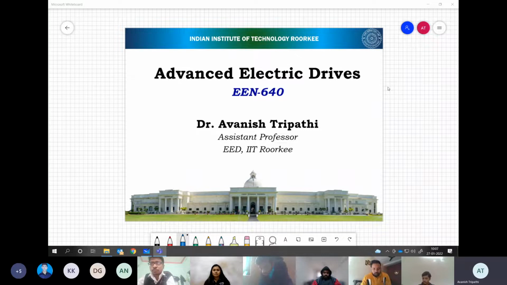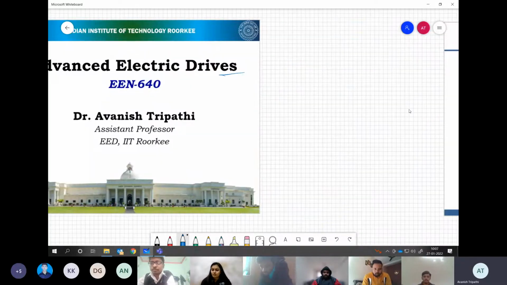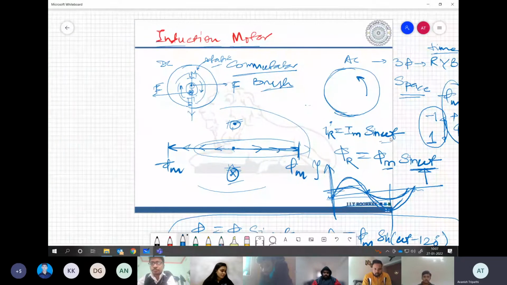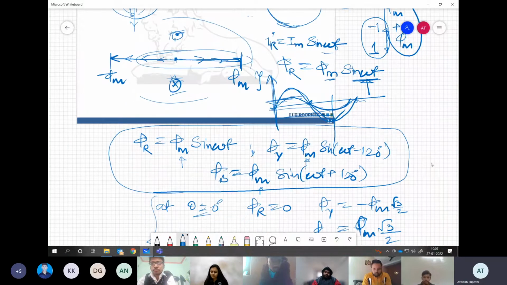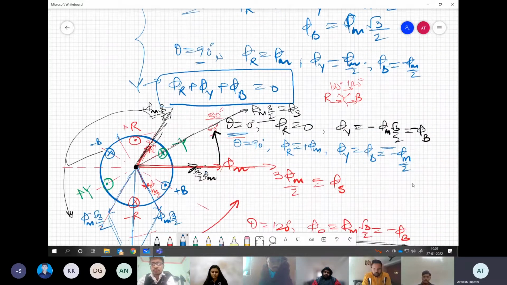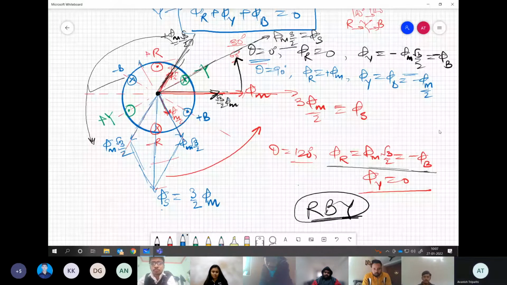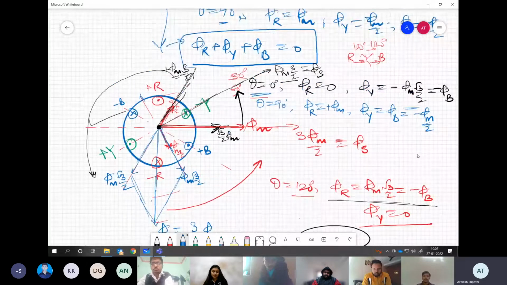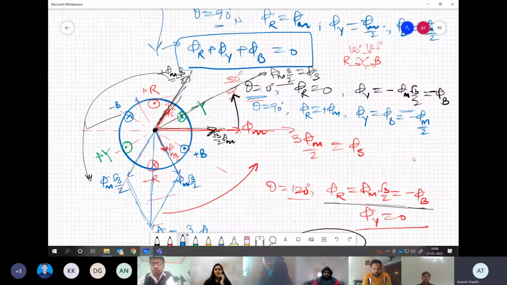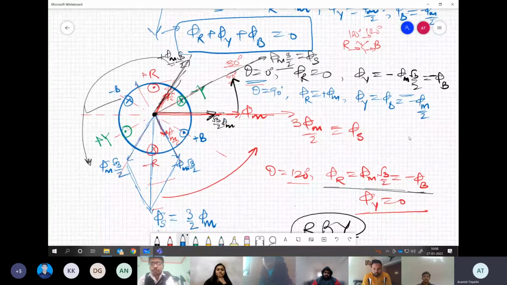So today is the 11th lecture for advanced electric drives, and we are now discussing the basics of the induction motor. We have seen how the flux is generated, and then how we can realize the rotating flux vector using a space distributed three-phase balanced power supply. So this is what we are having.